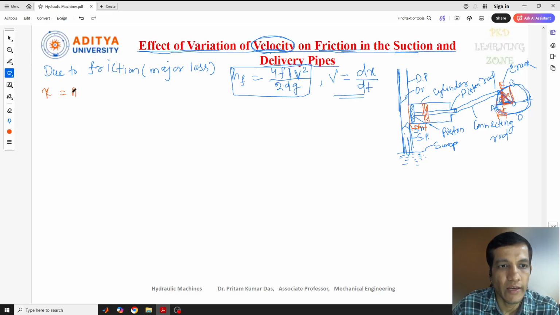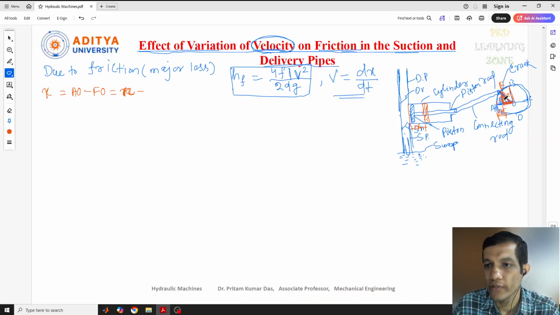So to calculate the AF, I can write AO minus FO. So AO value is nothing but the radius of the crank. Sorry, you can write this is R. This is R. And what about this FO value? FO value, this is theta is there. So you can write R cos theta. So I can write this is R cos theta.